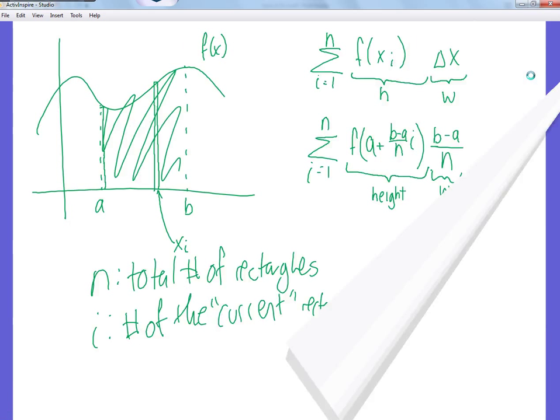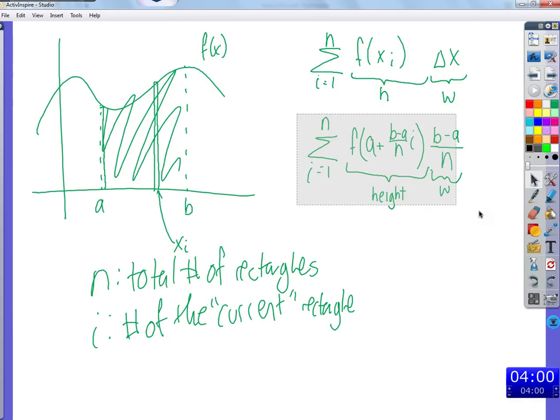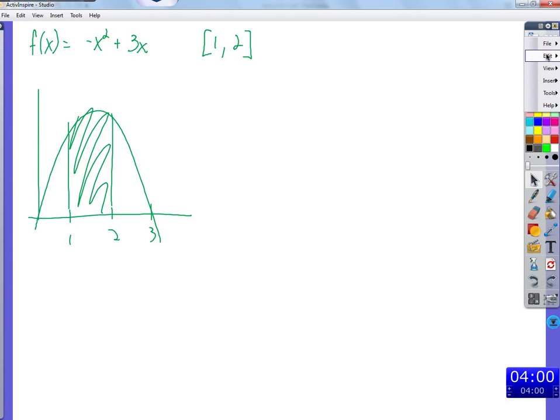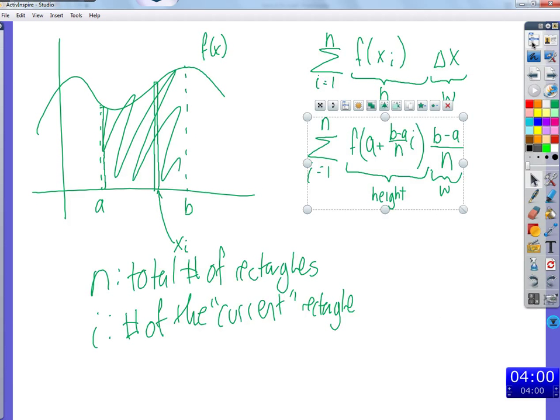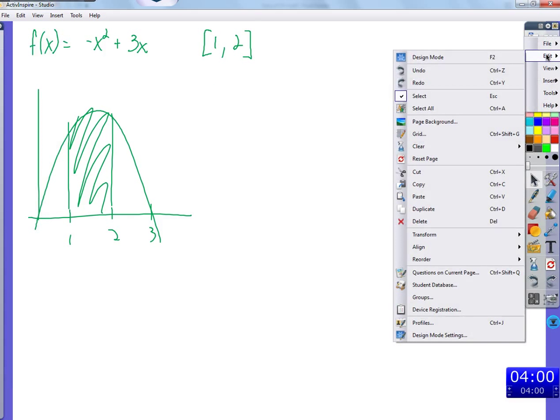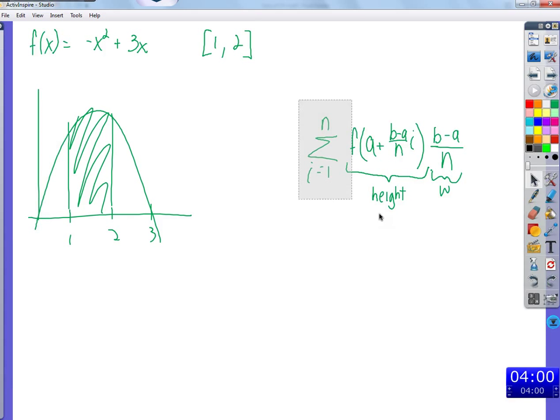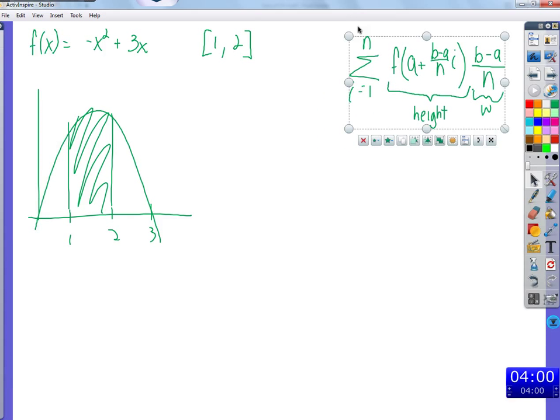So if we go back and we use this right here, highlight it, copy it, and paste it. Okay, what are we going to do? We're going to let n go to infinity. What we're going to do before that is use all those summation formulas to bring it down to a place where it's applicable.